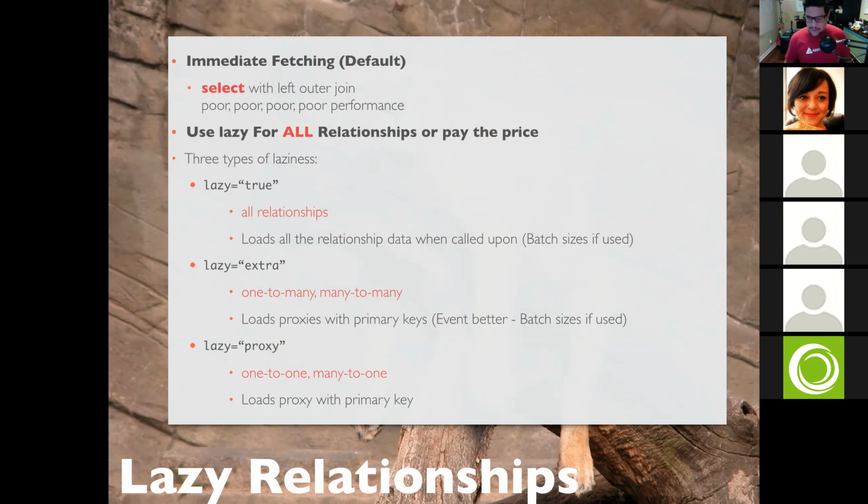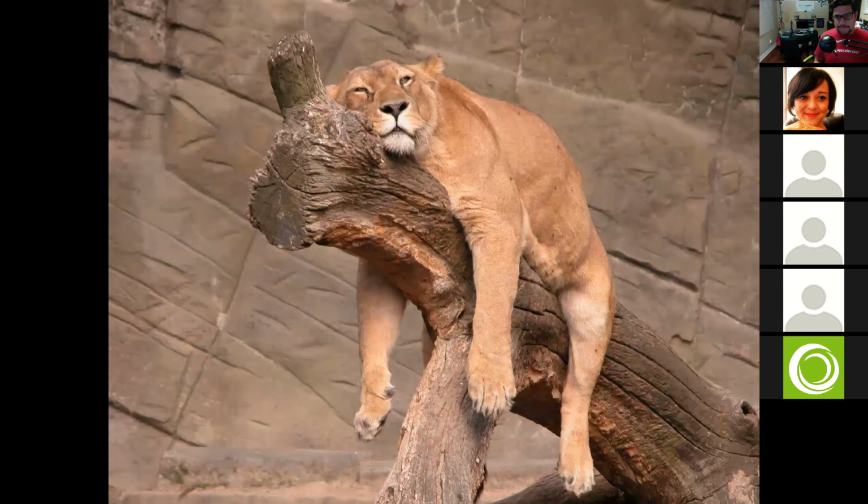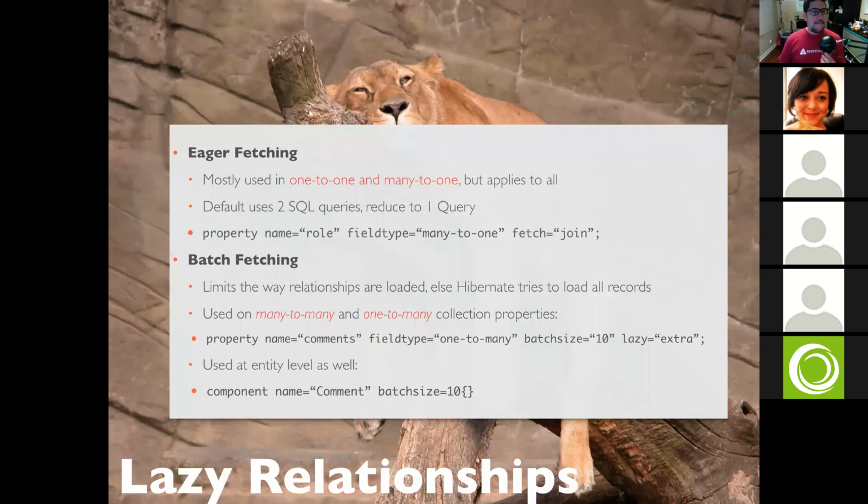Okay? In some cases, you might want your user to have all their permissions already loaded in one shot. That might be a case where you don't do lazy, but you leave it as immediate fetching. Okay? So there are many use cases for it. But you can control it. And this is the important fact. Mostly what I've used for eager fetching has been in one-to-one or many-to-one relationships. By default, it uses 2 SQL queries. Okay, like I said, poor performance. But if you put a fetch join, you can actually consolidate it into a single query, and it will be much faster.